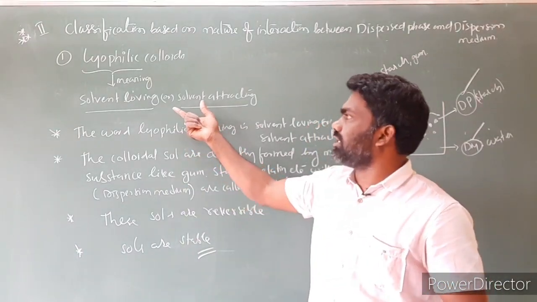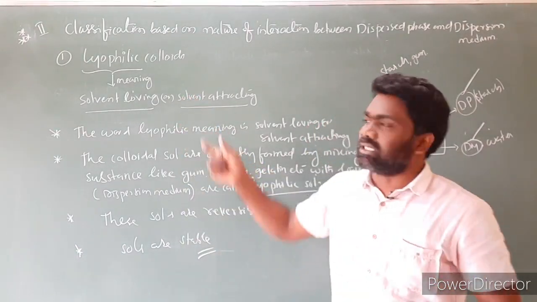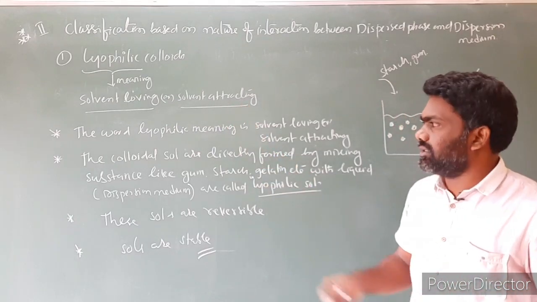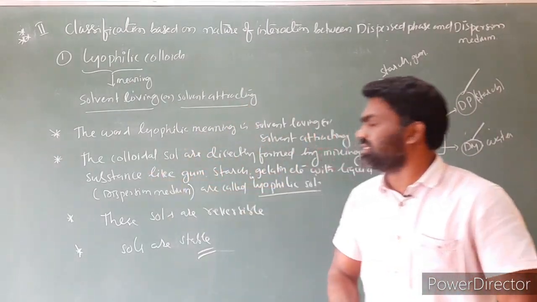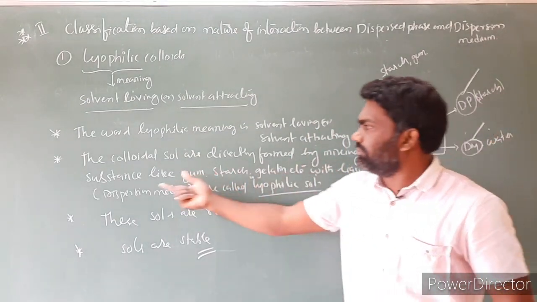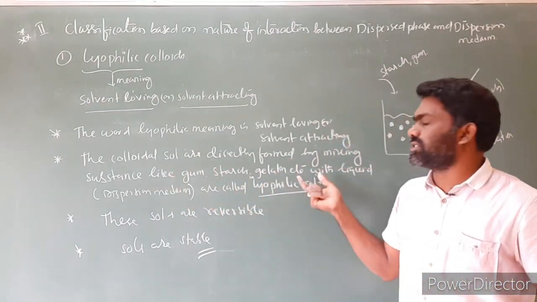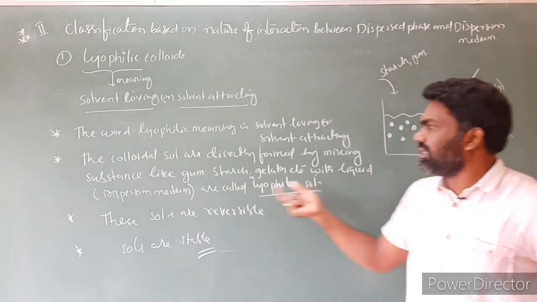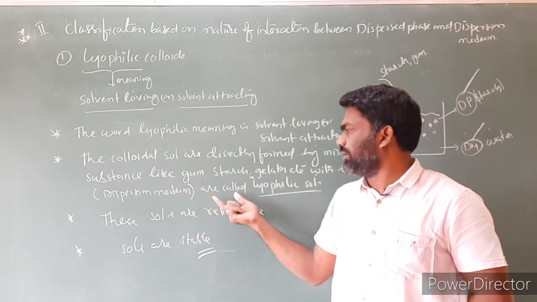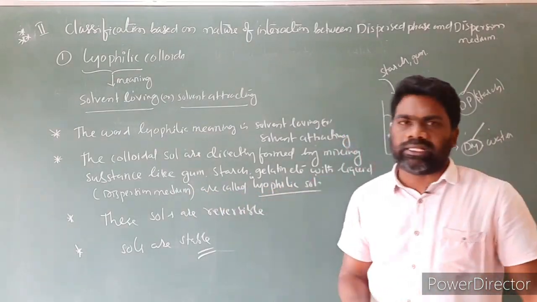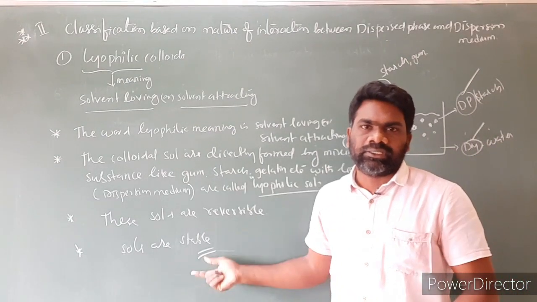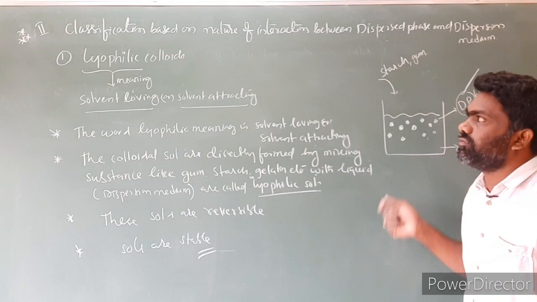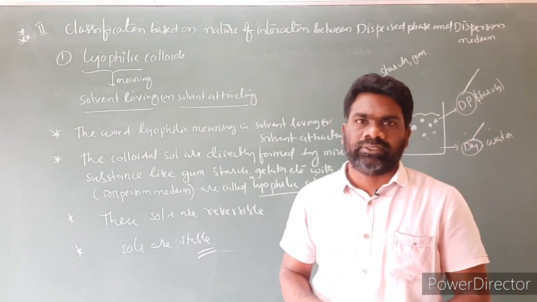The first one is solvent loving. Lyophilic means solvent loving or attracting. The second one is that the colloid salts are directly obtained by mixing substances like gum, starch, gelatin with liquids. Liquids are nothing but the dispersion medium, and these are called lyophilic salts. They are reversible in nature and they are stable. So this is lyophilic colloids.